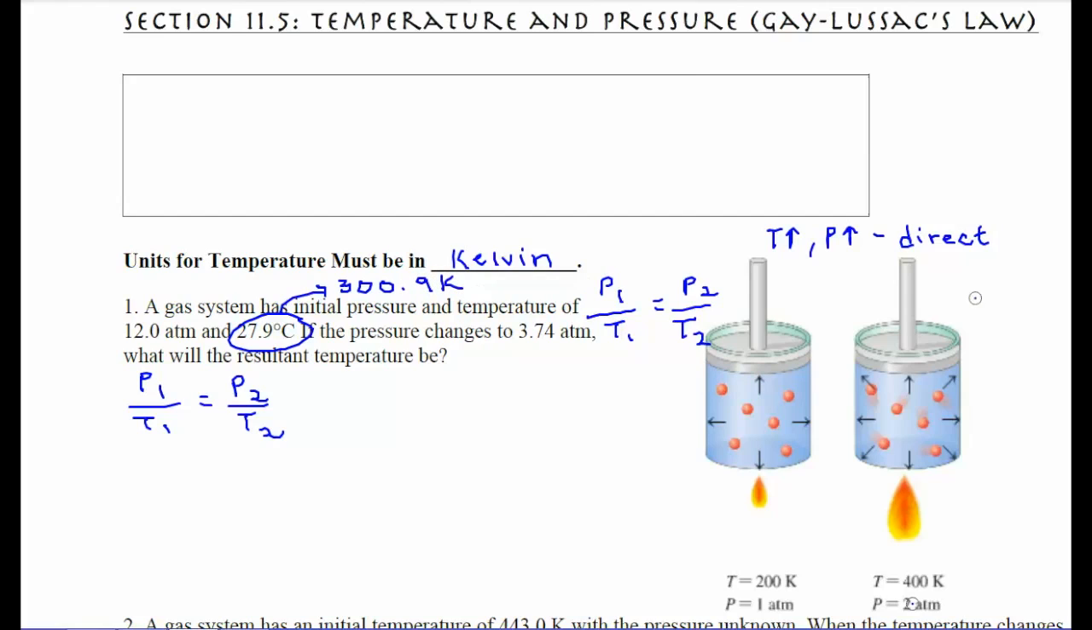And now I'm just going to plug in my values. I can use any units of pressure as long as they're the same, which they are. They're both atmospheres, so I'm good to go. I start with 12.0 atmospheres for my pressure, and the temperature is 300.9 Kelvin. The new pressure is 3.74 atmospheres, and I'm trying to solve for the new temperature. So solve for the new temperature and make sure to include the correct units.